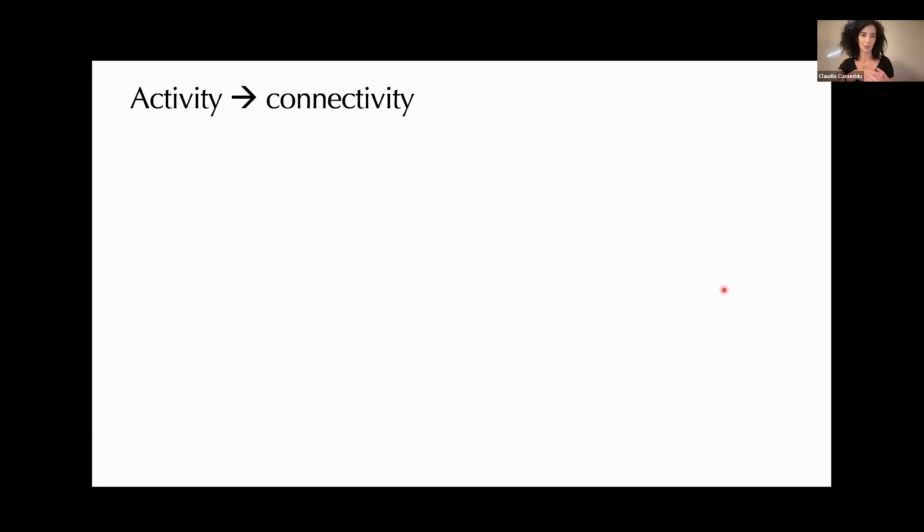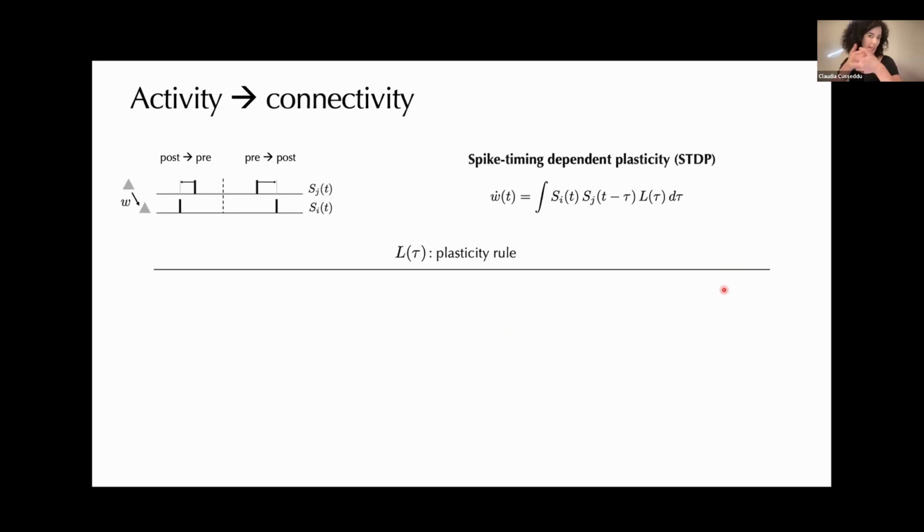So activity can change connectivity, and this brings us to plasticity. And here I want to take into account spike-timing-dependent plasticity, or STDP, which we already heard about in previous talks. It's a simple rule which describes how the precise timing between presynaptic and postsynaptic spikes determines whether a synapse gets stronger or weaker over time. So given pre- and postsynaptic spike trains, we can write the synaptic change over time as a function of these spike trains and an STDP kernel, which we call here L of tau.